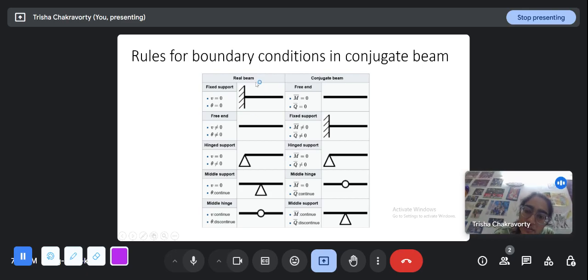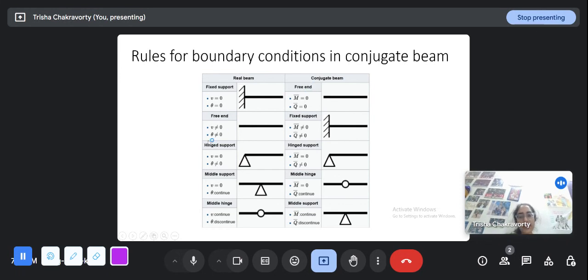So in a fixed support, we know that the rotation is zero, so the support moment is unknown to us. While at a free end, the rotation is unknown to us, it can rotate, and so the bending moment is known to us, it will be zero, because if there was some support moment there, then it would not be free to rotate. So here what happens is a fixed support becomes a free end.